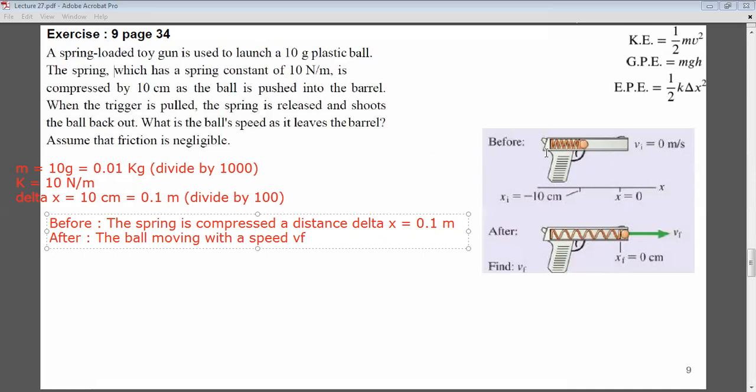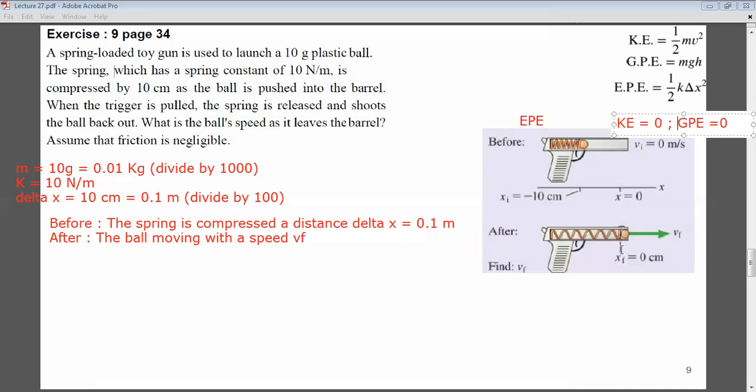So what form of energy do I have before? This is a spring compressed and there is no v initial. So what form of energy do I have? Since there is compression of a spring, I have EPE, okay? Since v initial is 0, kinetic energy is 0. Since there is no change in height, GPE is also 0. So the only energy I have initially is EPE, which is half k delta x squared.